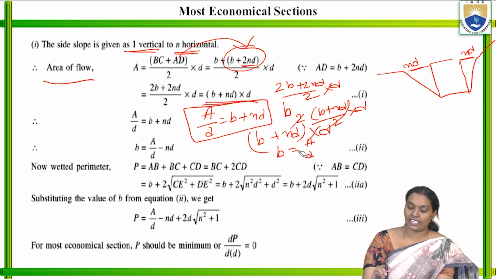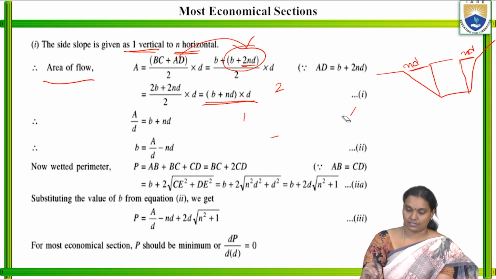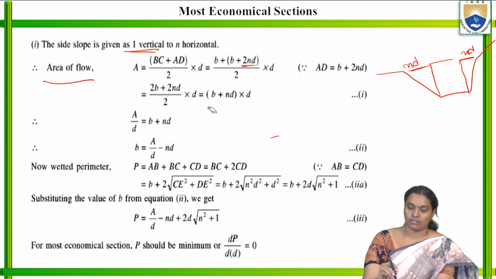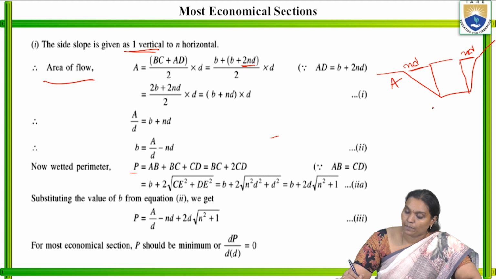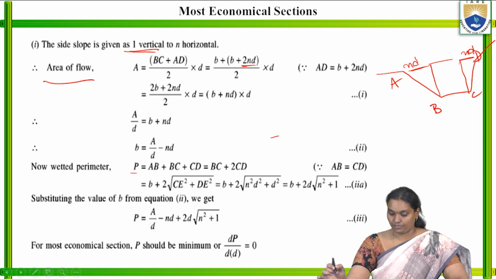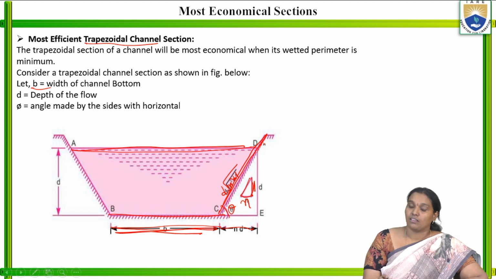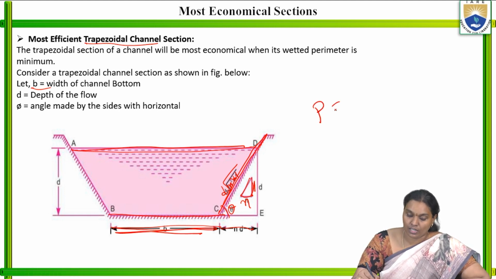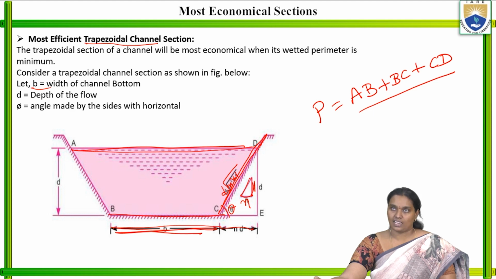Now coming to the wetted perimeter of the trapezoidal channel section. This is A, B, C, D, as shown in the figure. So coming to the wetted perimeter, the perimeter P is equal to AB plus BC plus CD. This is the wetted perimeter for the given trapezoidal channel section.